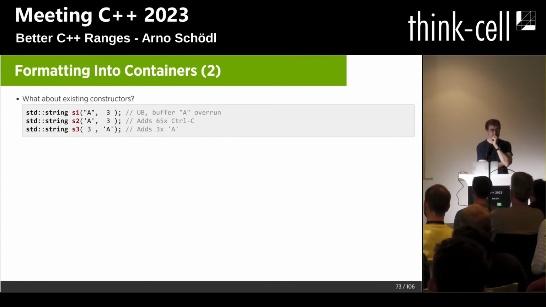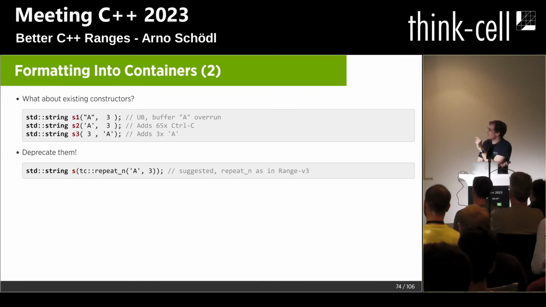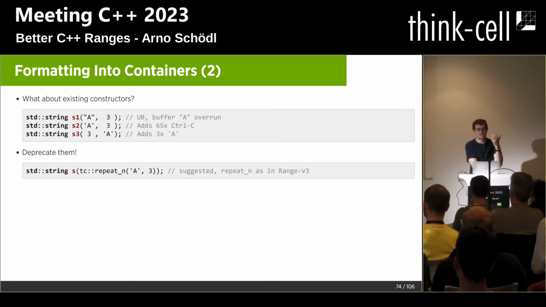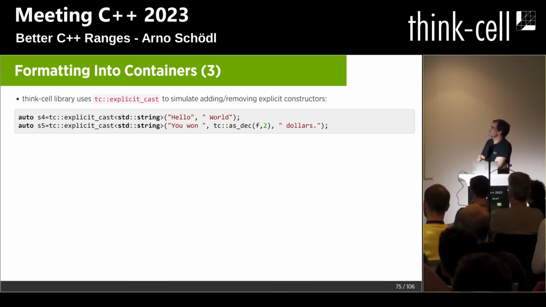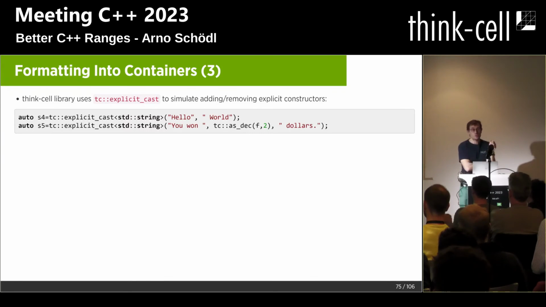So good luck. Okay, let's deprecate these things, right? We don't want them. We can write it easily like this, right? Make a range that repeats A 3 times. It's a lazy range. We have one for it. Just add this to the string. It's just like another range. We don't need constructors for all this stuff. We just describe the range, construct our string. Now, of course, we can't have this because we cannot change around std string. But ThinkCell throughout the library uses a kind of way to simulate or remove constructors. It uses explicit cast.